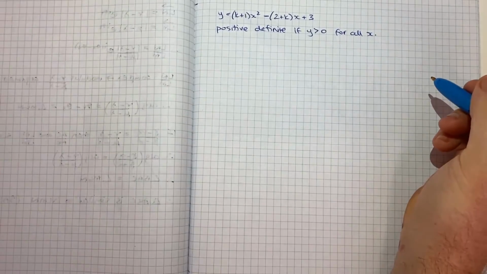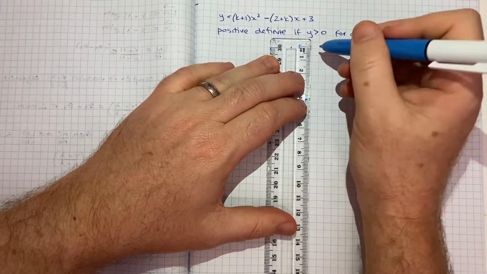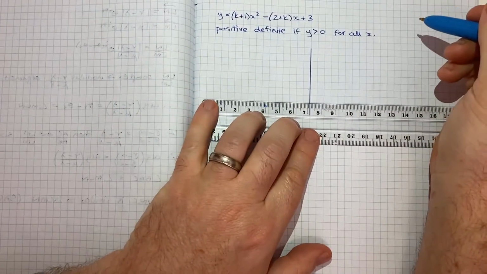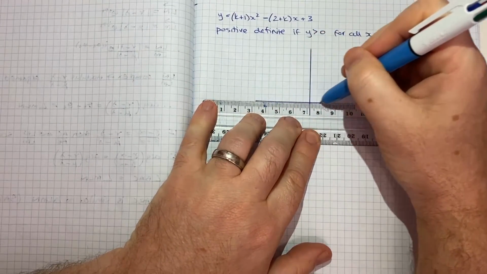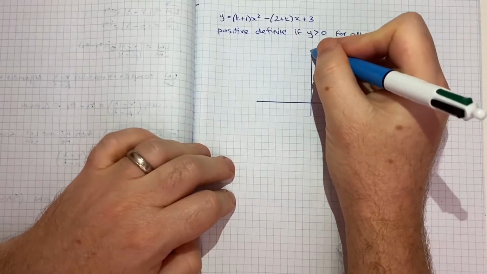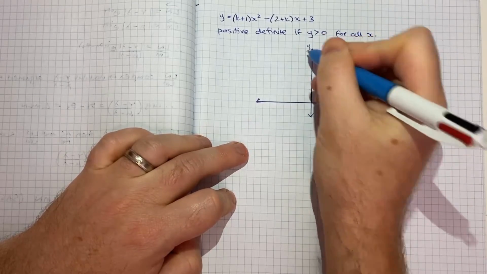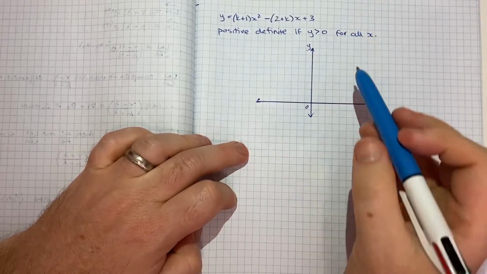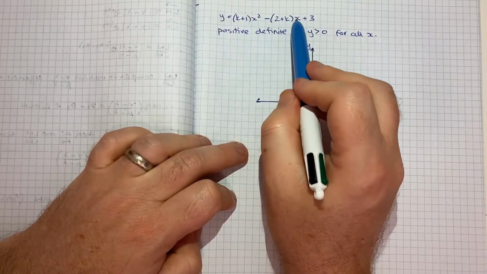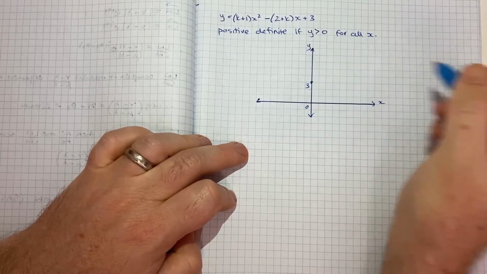It can help to perhaps draw a diagram here of what the curve of y looks like, to help us think about the conditions that must be true for us to satisfy this positive definite requirement. If we start by looking at what y is when x is 0, we get 0 squared minus 0 plus 3, so we get 3 as our intercept.